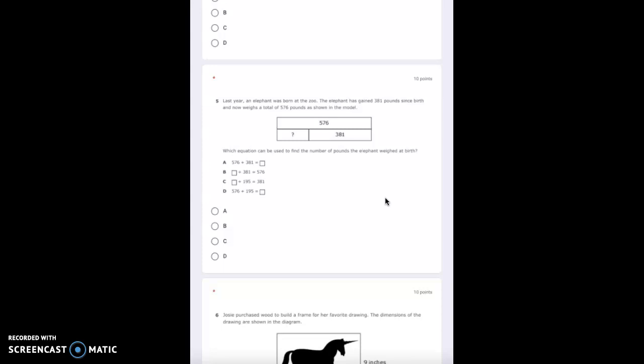A. 571 plus 381 equals blank. B. Blank plus 381 equals 576. C. Blank plus 195 equals 381. D. 576 plus 195 equals blank.